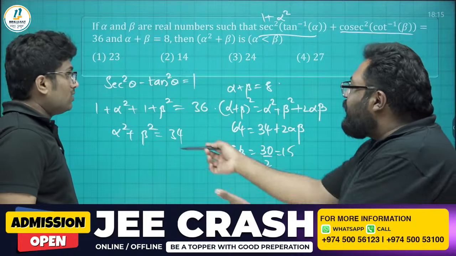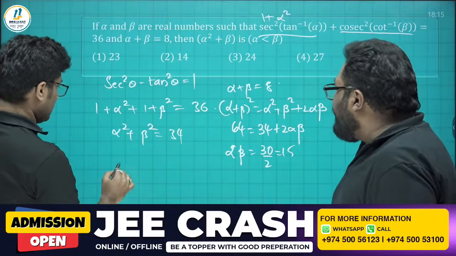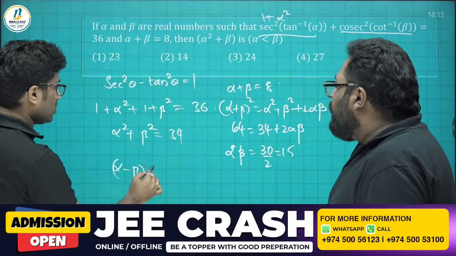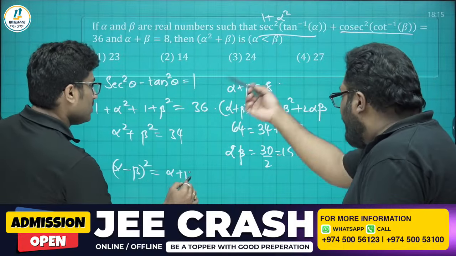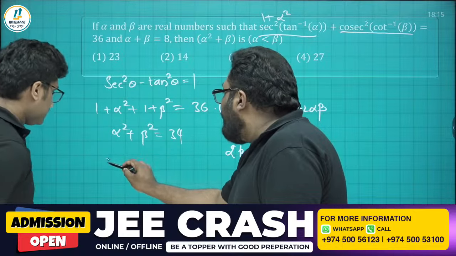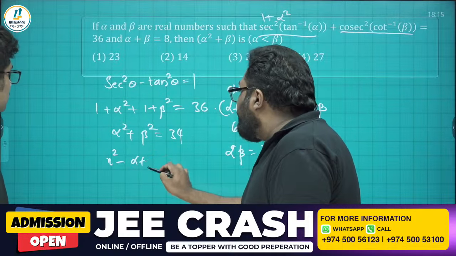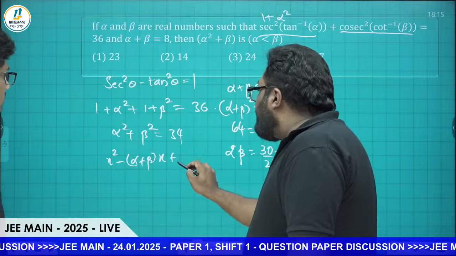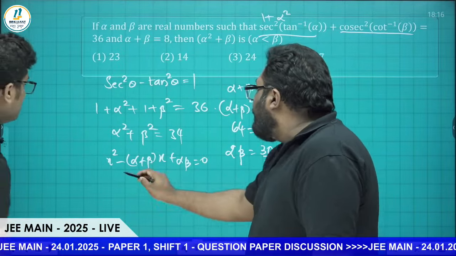So you can just put this in quadratic form to get the two values, alpha and beta. We can use alpha minus beta whole square, but you can directly put it in quadratic form. Fine, sir. So x squared minus (alpha plus beta)x plus alpha beta is equal to 0. Direct quadratic equation.